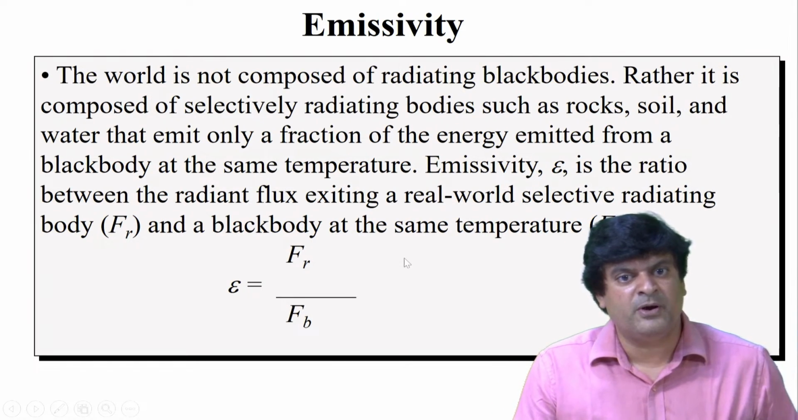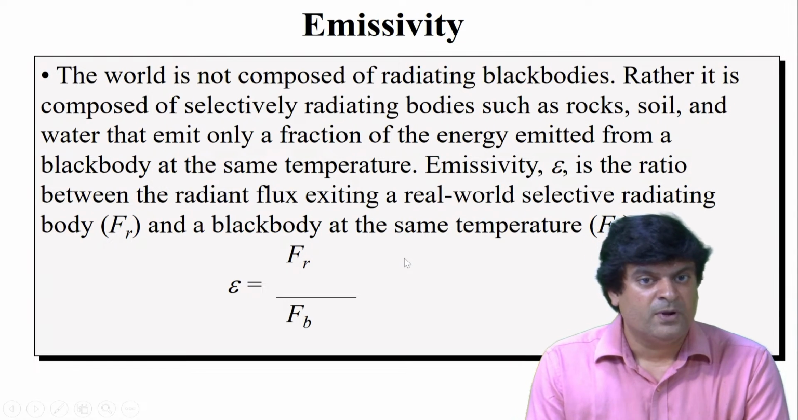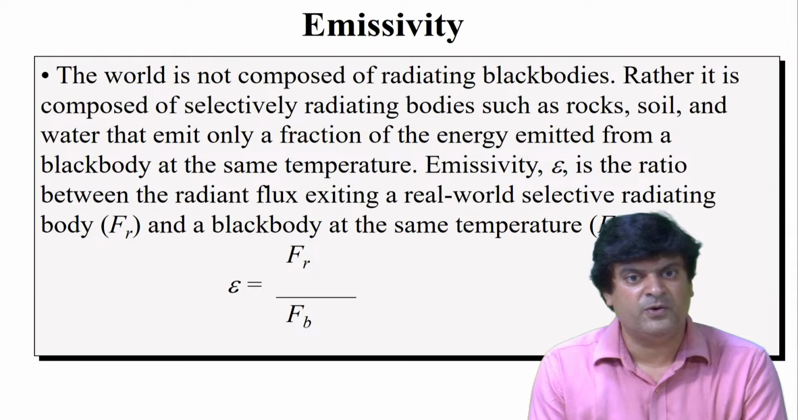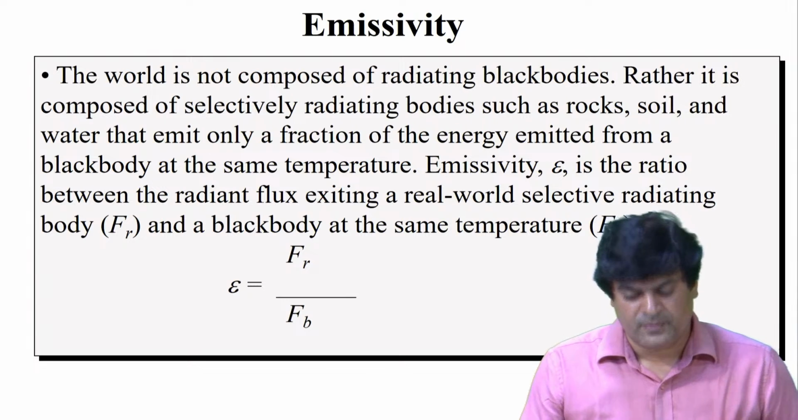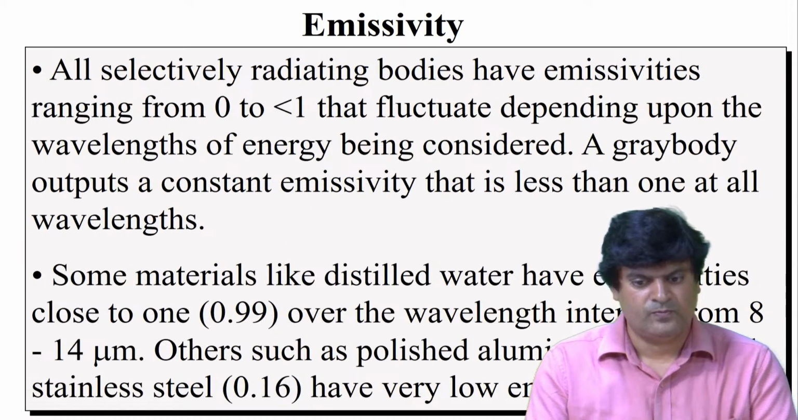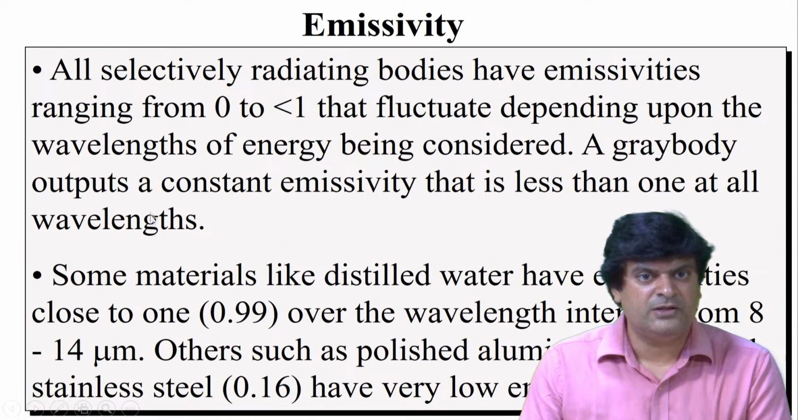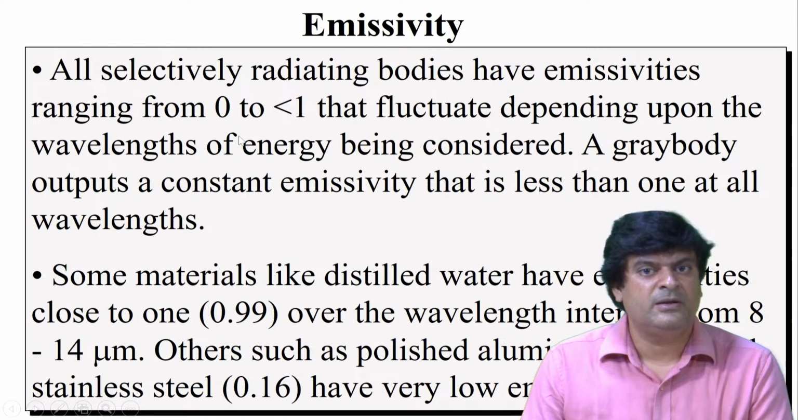It means that the gray body is a black body. But for all objects in reality, or in the real-world scenario, the emissivity is greater than 0 but less than 1. The same thing is written here: all objects have emissivity ranging between 0 and 1.